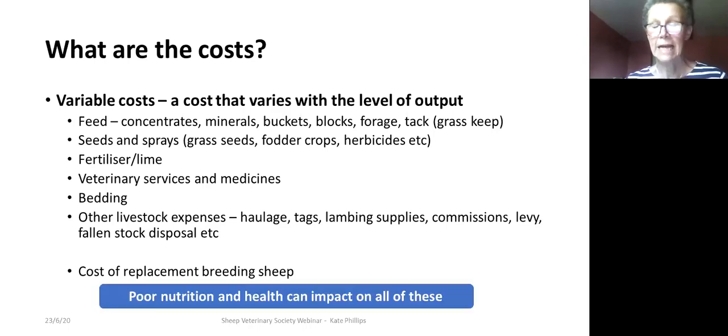And just to emphasise that poor health and nutrition can have a huge impact on most of those variable costs. So it's very easy to demonstrate cost benefit if you're keeping animals growing faster, being more efficient, having high fertility, all of those things, ruling out disease and keeping costs as low as we can with the minimum sick animals or dead animals.